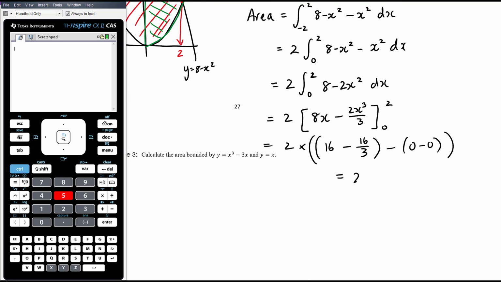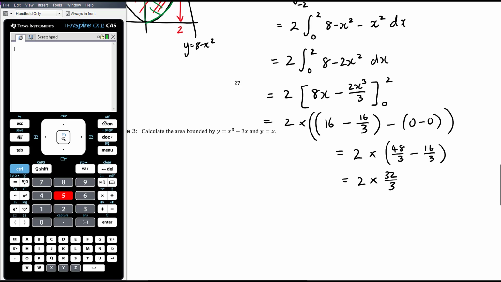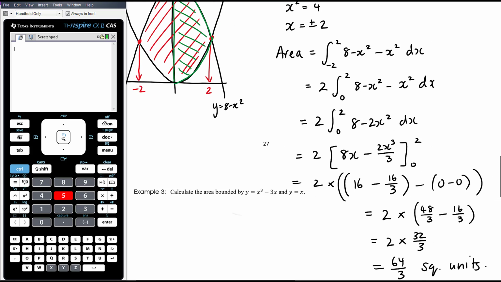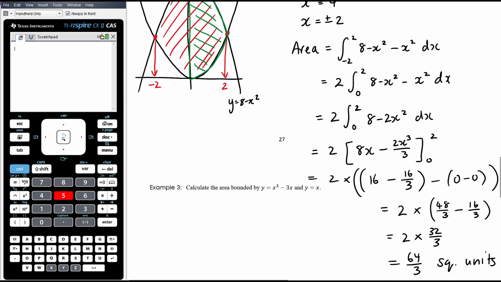Alright, so we're going to have two lots of 16 minus 16 on 3. Two 16s are 48. So it's 48 on 3 minus 16 on 3. So it is 2 times 32 on 3, which gives us 64 on 3 square units. So the green area is 32 on 3, therefore the red area is 64 on 3.